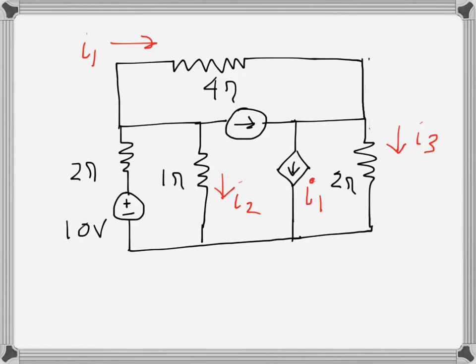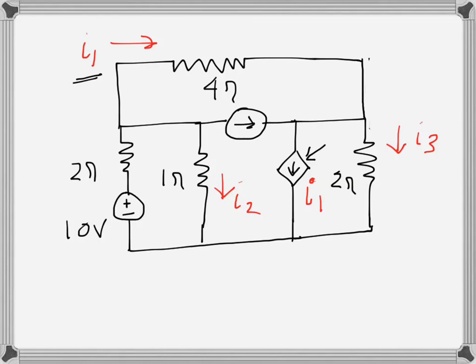I have to find the currents I1, I2 and I3 in this circuit. This is a current dependent current source, and it's just I1. That means this current is also this I1. Now between loop current method and node voltage method, I would prefer node voltage method to solve this problem.